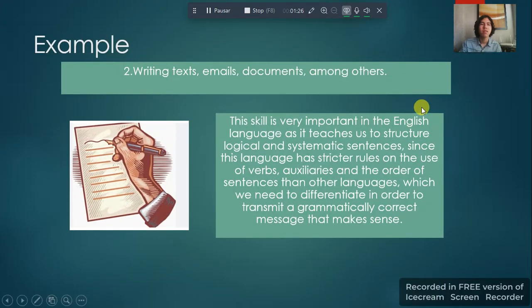For example, we need to write texts, emails, documents, among others, because this skill is very important. With that we create sentences with meaning and coherence. We create logical and systematic structures, because the language, we need to remember, has strict rules in the use of the verbs, and we need to follow these rules to have a better use of the language.